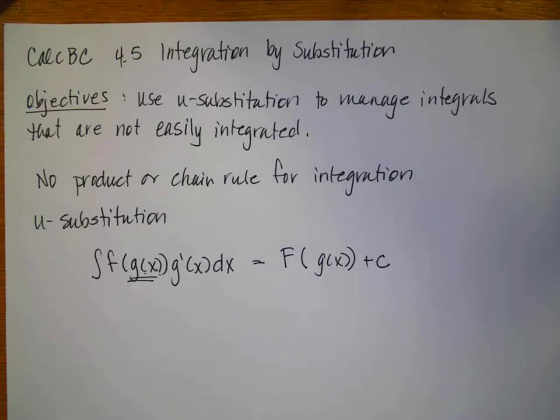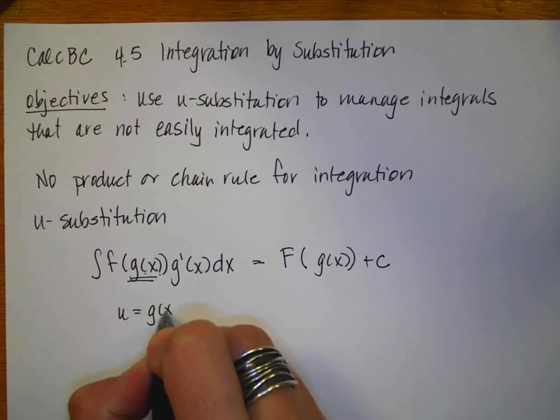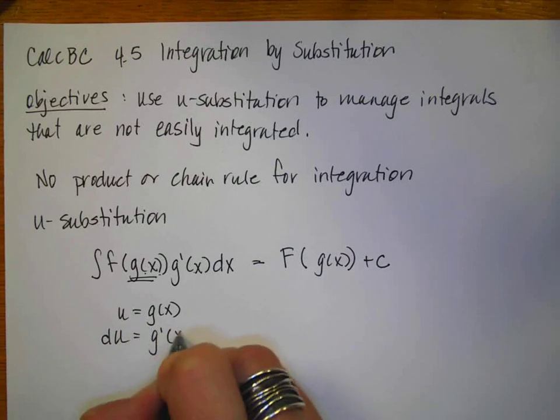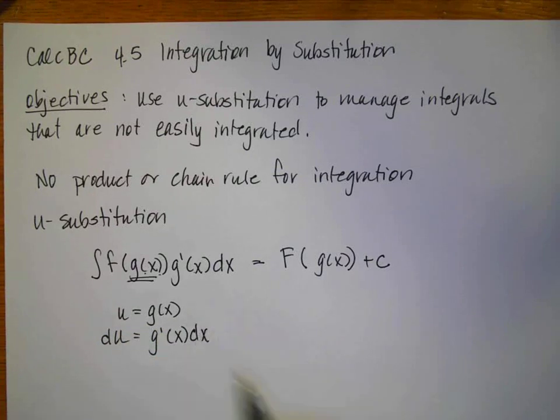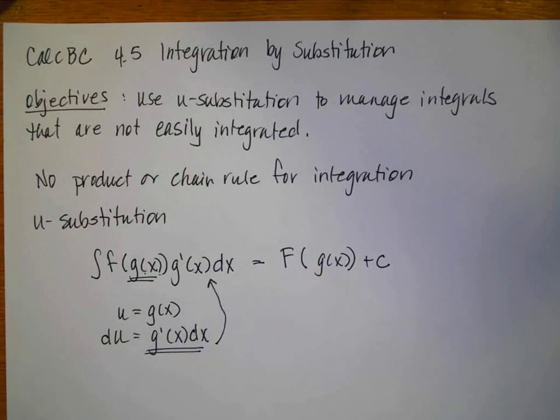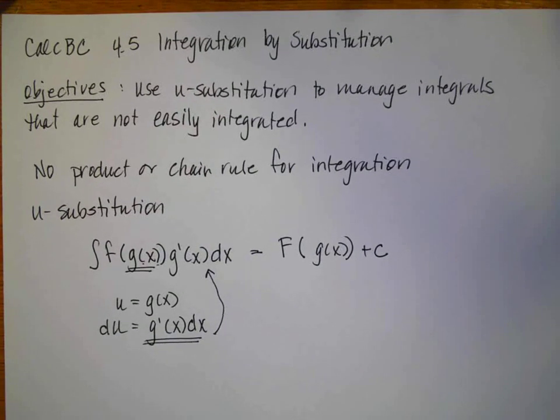So here's what we're going to do. This is what I'm going to call the inside. So I'm going to let u equal g of x, and then I take the derivative of u, and I'm going to get g prime of x dx. And then this would be substituted up here, right? So then I can have a u and a du. So it simplifies my integral.